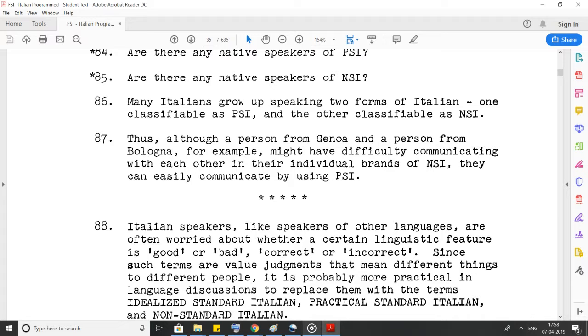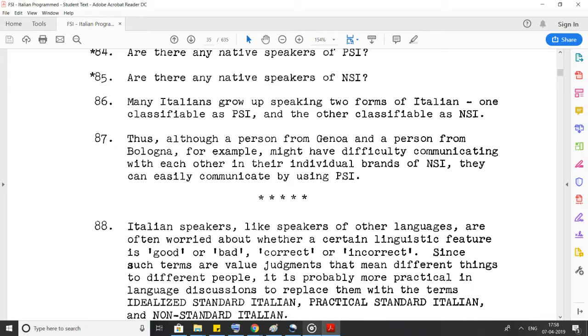Frame 85. Are there any native speakers of NSI? The answer is yes. Many Italians grow up speaking two forms of Italian, one classifiable as PSI and the other classifiable as NSI. Thus, although a person from Genoa and a person from Bologna, for example, might have difficulty communicating with each other in their individual brands of NSI, they can easily communicate by using PSI.